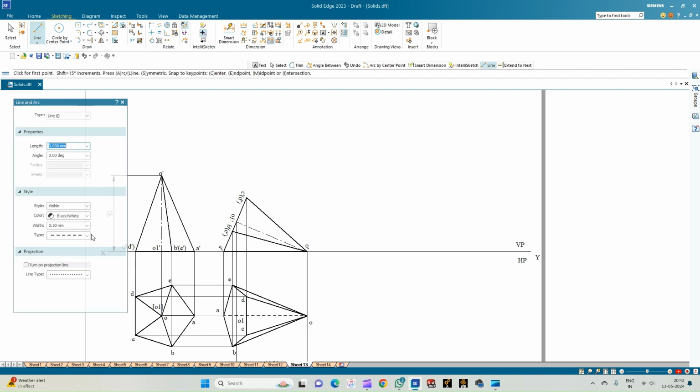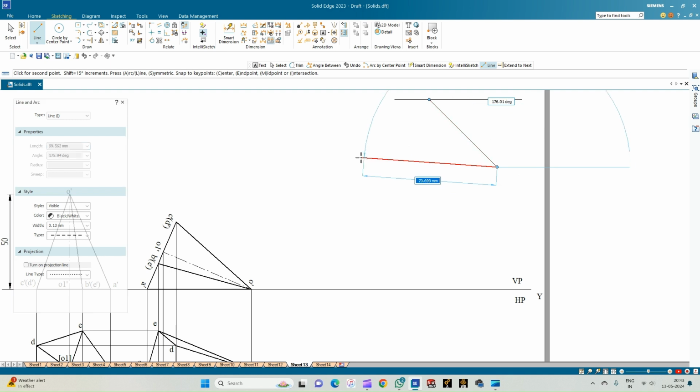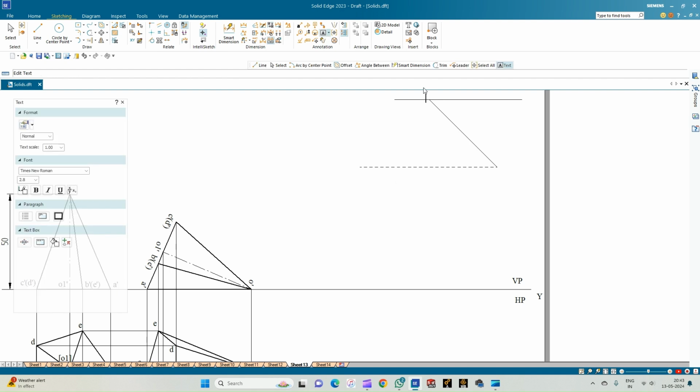So first we'll take up a line of thickness 0.13. Let it be a continuous line. And from any arbitrary point on this line, let us draw the initial length of the axis, which is 50 mm, inclined at the given angle of 45 degrees. So the angle will be minus 45. So from the end point of this line, let us draw the locus line. So we will annotate this. So this is the point O dash or the O, and this is the point O1, correct? So this is the locus of O1.